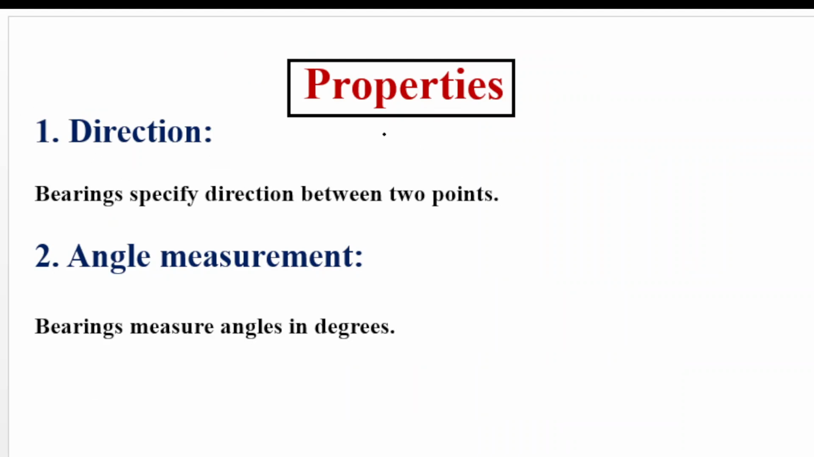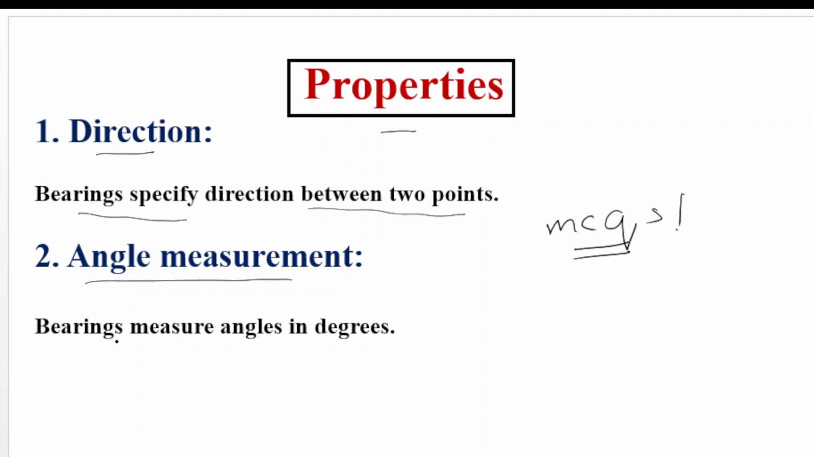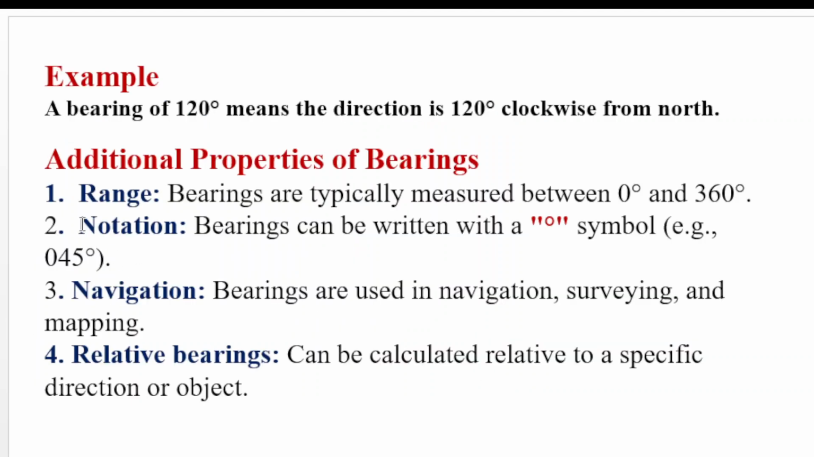There are some properties also. First, direction, and the other, angle measurement. What is direction? Bearing specifies direction between two points. Keep it in your mind, this can come in MCQs. For MCQs these things are important. Bearing measures angle in degrees. You should know that in trigonometry there are also radians, and there are also degrees, but here we will only discuss degrees. I hope you understand this. So let's move to the next.